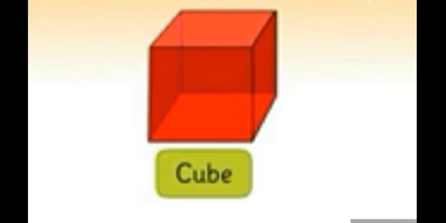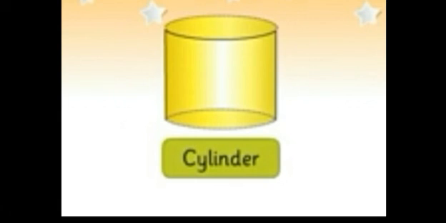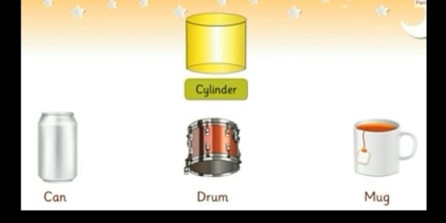Next is a cube. Some examples of cube are an ice cube, a cardboard box, and a block. This is a cylinder. Some examples of cylinder are a can, a drum, and a mug.